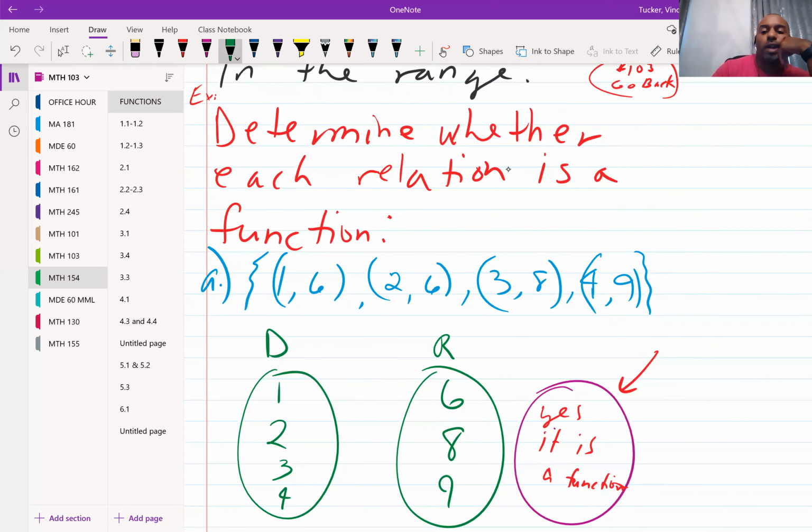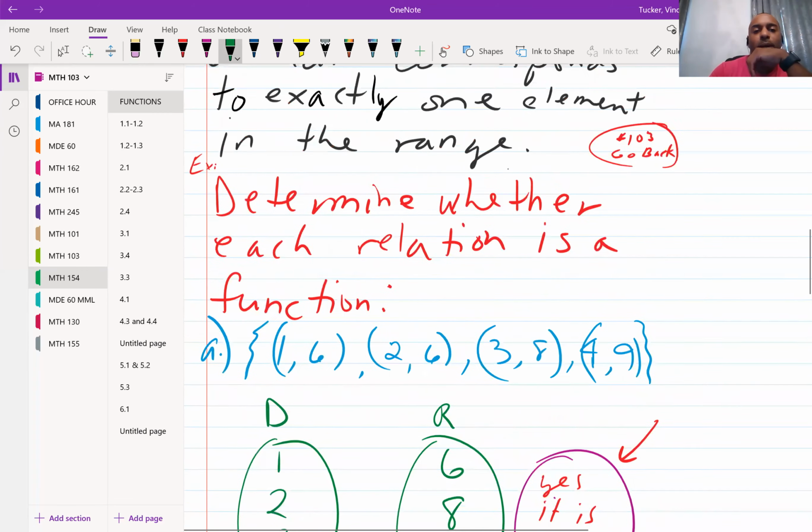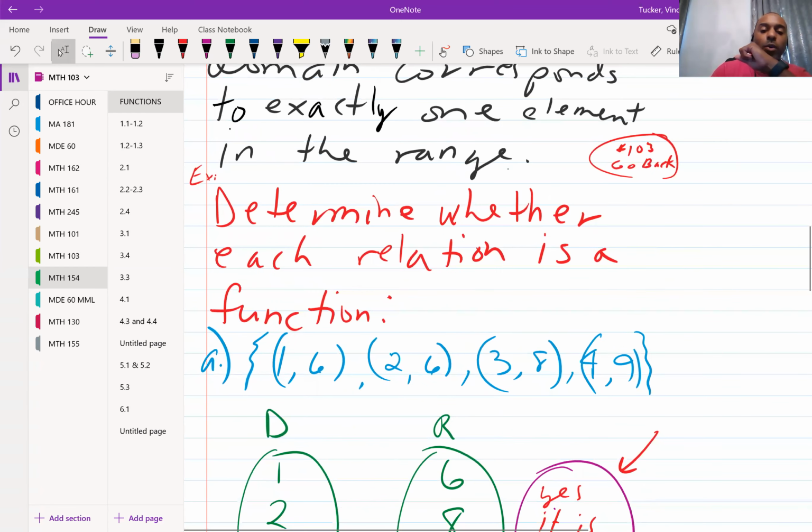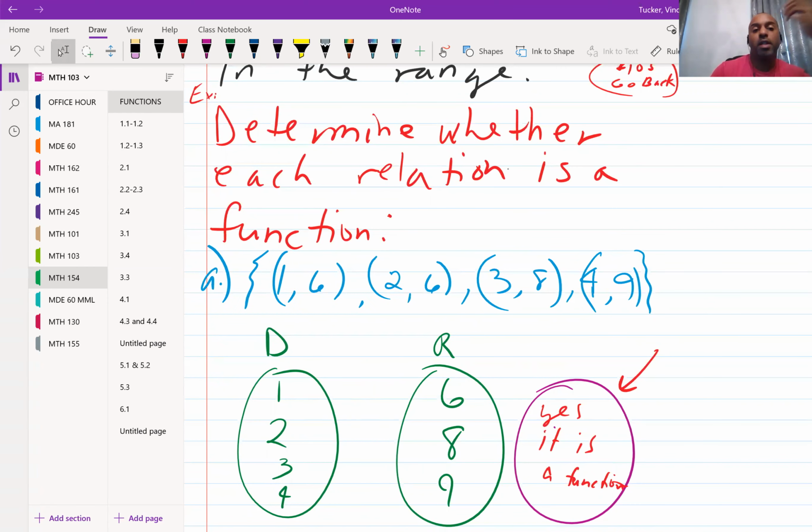Okay. So now, if you go back to the definition of a function, a function is a relation in which the elements from the domain correspond to exactly one element in the range. So if it fits that definition, then it is a function. So when you look at number 1, we can look at each one of these individually and see if it goes to one element in the range.